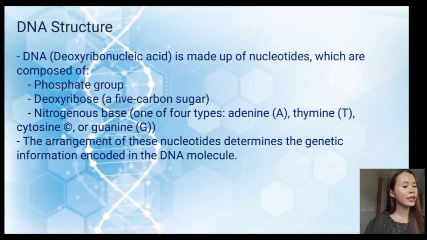So, what is the DNA structure? DNA or deoxyribonucleic acid is made up of nucleotides which are composed of a phosphate group, deoxyribose (a 5-carbon sugar), and a nitrogenous base, one of four types: adenine, thymine, cytosine, and guanine.